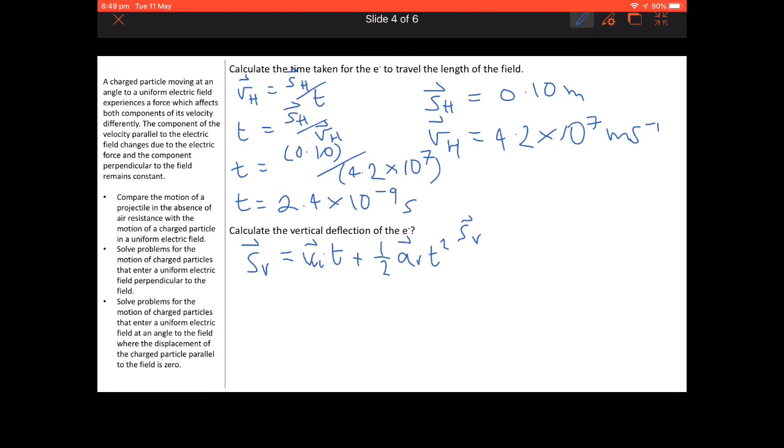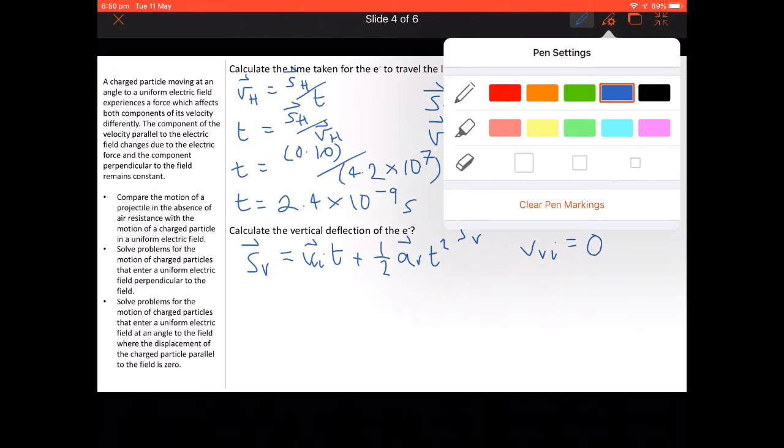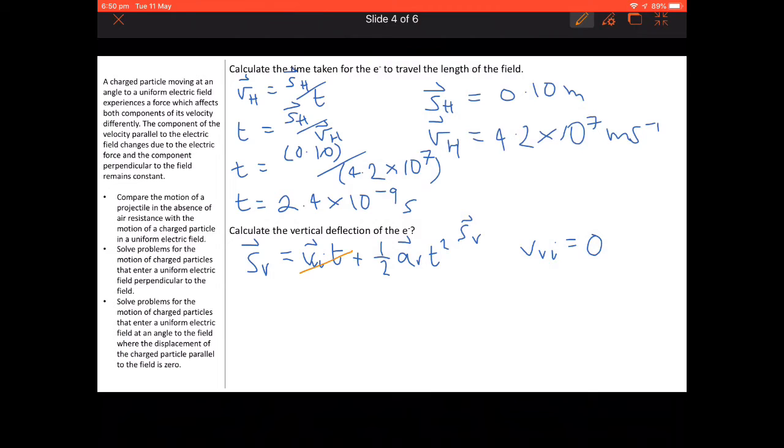So we know our vertical velocity initially is going to be 0 because it's just entered the field with a horizontal velocity. At the instant that it enters the field, it hasn't been subjected to the electrostatic force, and of course it immediately is following. So the initial vertical velocity is going to be 0. That therefore means that we can get rid of this entire term here. We only have to now use the square of the time and then the vertical acceleration, which is what we worked out before.